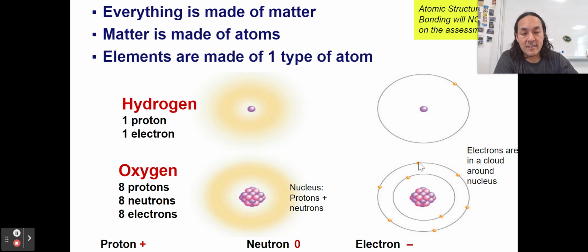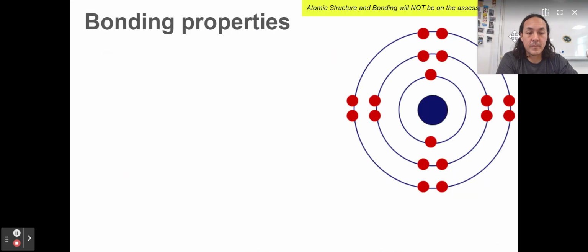Oxygen has 1, 2, 3, 4, 5, 6 electrons. So it needs 2 more in this outer shell to be at its greatest stability. So this provides an example where oxygen can bond with hydrogen or oxygen could bond with itself to give itself 8 electrons in this outer shell and to give hydrogen 2 in its shell right here. So let's see it.